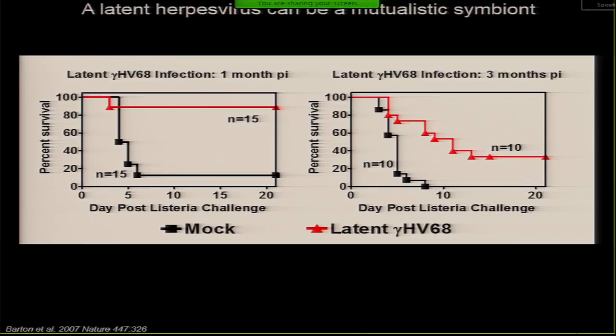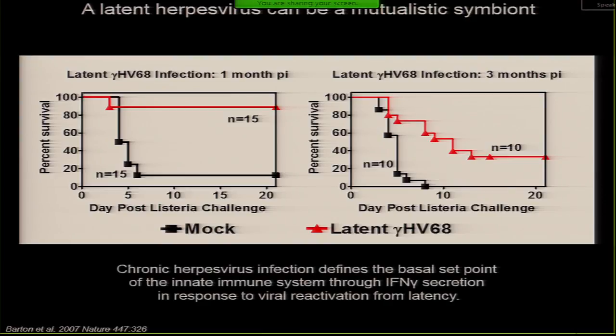And then we gave these animals a very high dose of an intracellular bacteria, Listeria monocytogenes. The papers will be down in the left-hand corner in the talk. And the latently infected animals were protected compared to the controls. This lasted 3 months. It actually lasts 6 months. And the mechanism of this turns out to be that the virus is stimulating the set point of the innate immune system by inducing the expression of interferon gamma. So the virus turning over is driving gamma, and the interferon gamma protects against the bacteria.